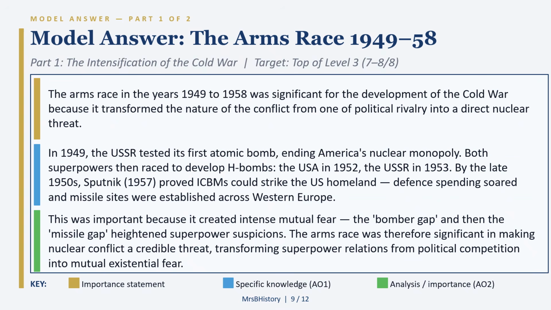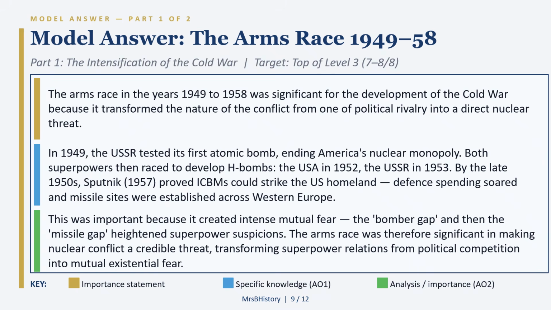Here's a model answer targeting the top of level 3, so 7 to 8 marks. Listen carefully and notice how every sentence is about importance and not just describing events. Sentence 1, importance statement. The arms race in the years 1949 to 58 was significant for the development of the Cold War because it transformed the nature of the conflict from one of political rivalry into a direct nuclear threat. Notice that the first sentence immediately states why the arms race was important. It tells you what it changed.